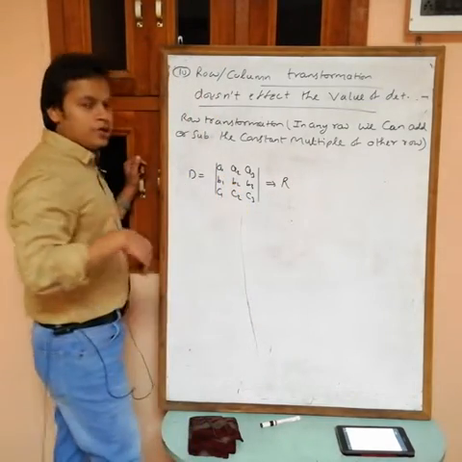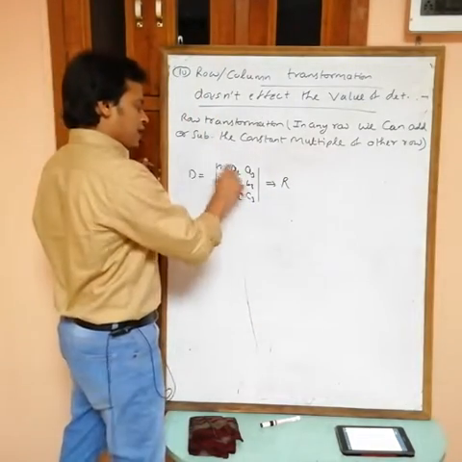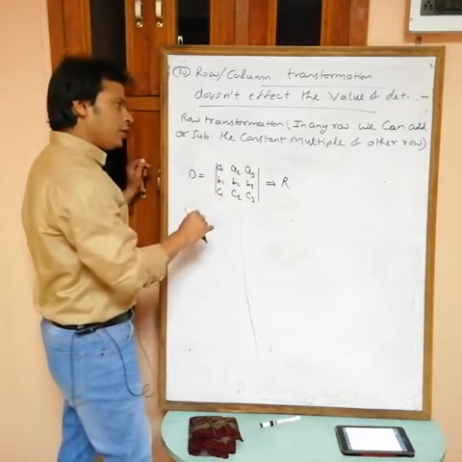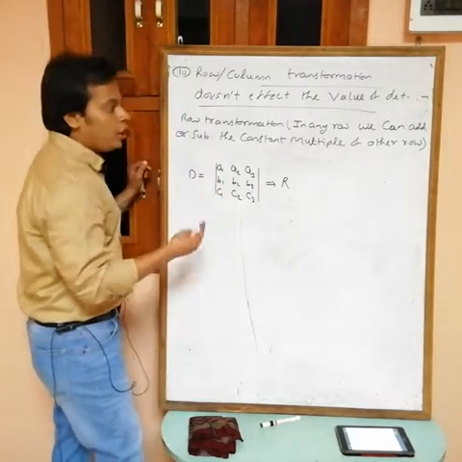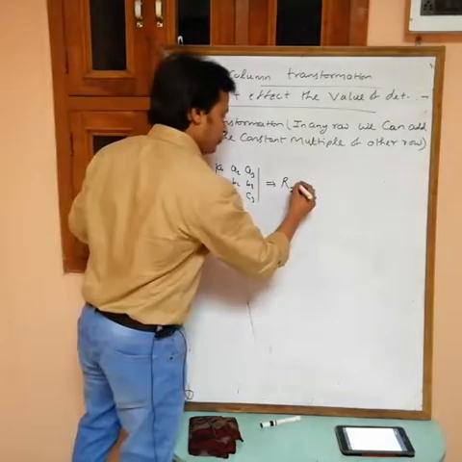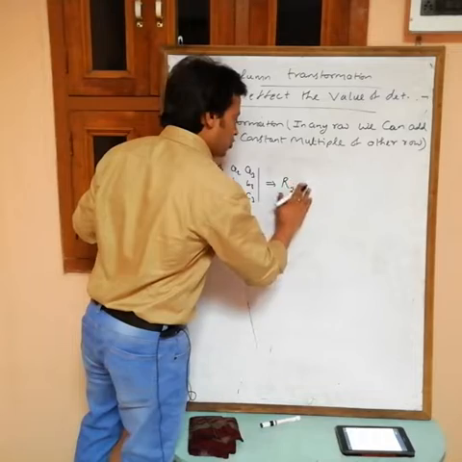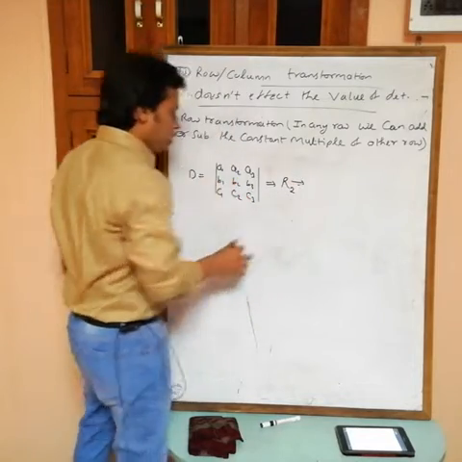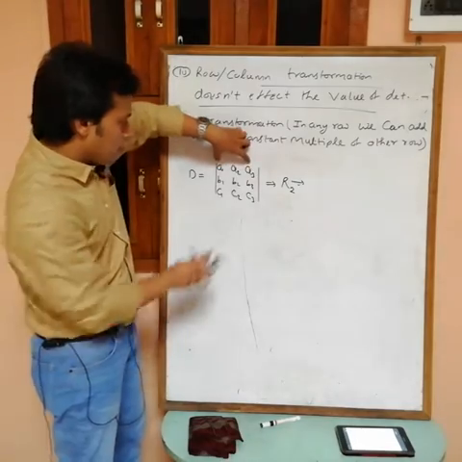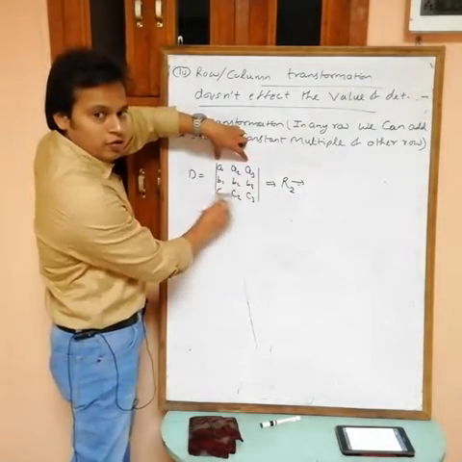Row transformation is for any row. This is R1, R2, R3. So what is the row transformation? In any row we can add or subtract a constant multiple of another row. So I am choosing R2. Now in R2 I can add or subtract a constant multiple of another row. It means either R1 or R3.